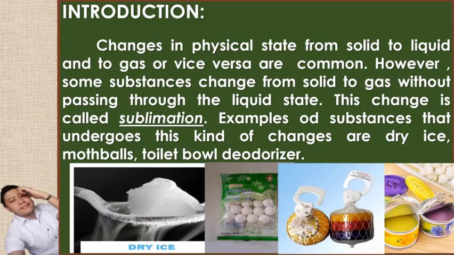Changes in physical state from solid to liquid and to gas, or vice versa, are common. However, some substances change from solid to gas without passing through the liquid state. This change is called sublimation. Examples of substances that undergo this kind of change are dry ice, mothballs or camphor, toilet bowl deodorizer, and car deodorizer.